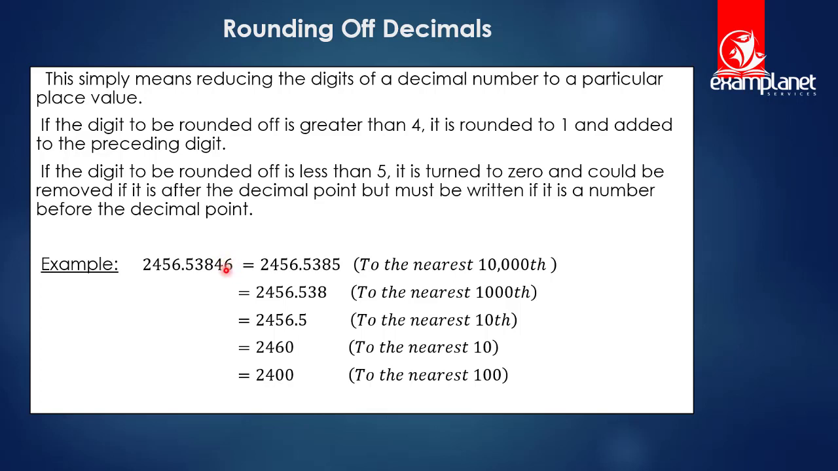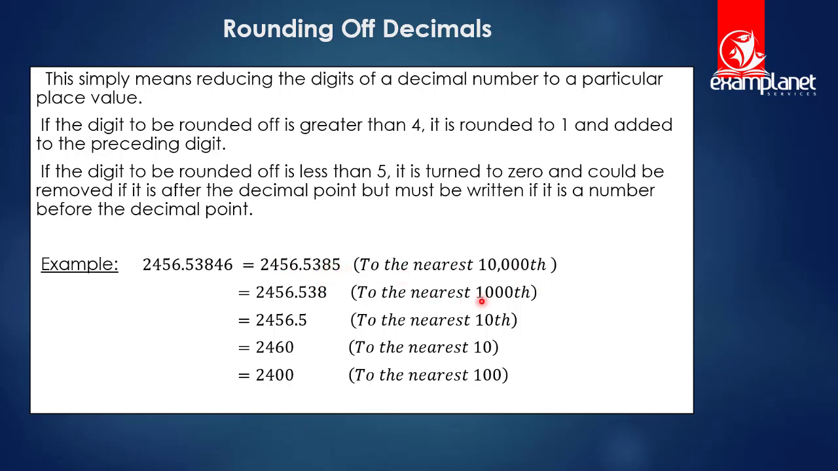So now this is 6, so it is more than 4. That means we turn it to 1 and we add it to the immediate number before it. So if we turn this to 1 and we add to this 4, then it gives us 5. So it gives us 2456.5385 to the nearest 10,000.